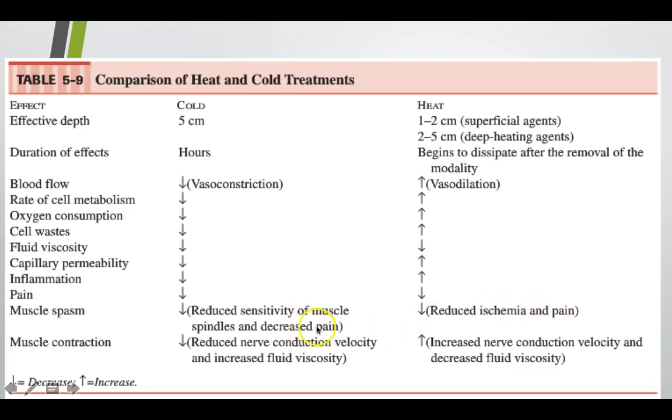Both definitely because of pain. This one's more because of muscle spindle sensitivity reduction. This is more because of reducing the ischemia. It will decrease muscle contractions because of that nerve conduction velocity, while heat will actually increase that. So we get an increased nerve conduction velocity and that decrease in the fluid viscosity.